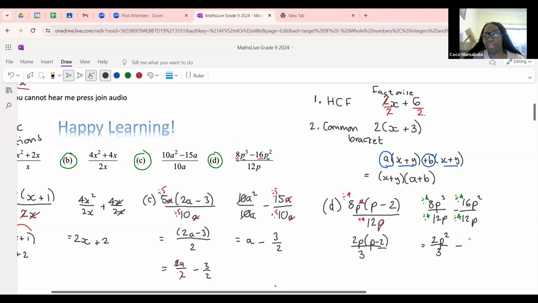Okay, 16 divided by 4 is 4. And then 12 divided by 4 is 3. And p squared divided by p will just give me p at the top. Right, now if we do the same thing over here, you'll see if we do a distribution over here, I'm going to end up on this side with 2p times p will give me 2p squared, and 2p times negative 2 will give me minus 4p, and all of that over 3, just like in each of these. So both of these answers look exactly the same.